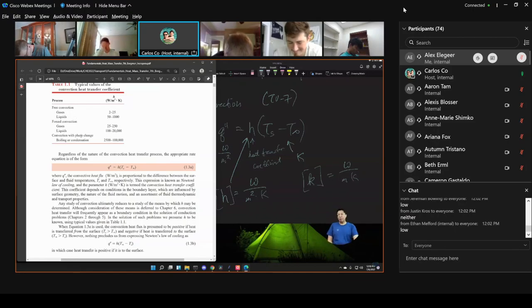And when you have forced convection, you turn on your fan, you're pumping water over it. The range of the heat transfer coefficient is considerably higher than in the case of just free convection.